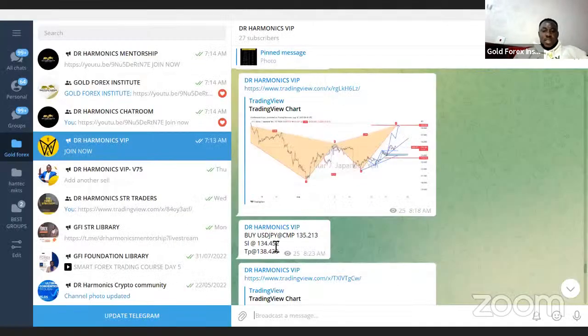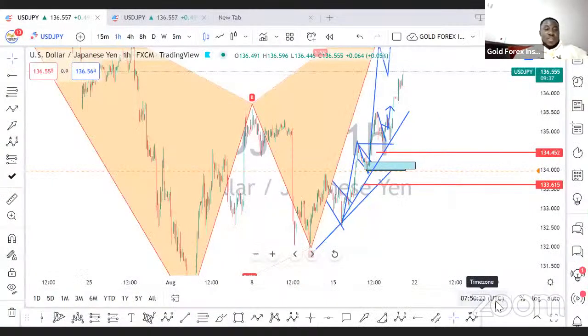Okay, so this was the signal for that. You can see everything. Everything is documented. That is why the mentors, the real traders, don't make noise. We don't make a lot of noise, but we know what we are doing.